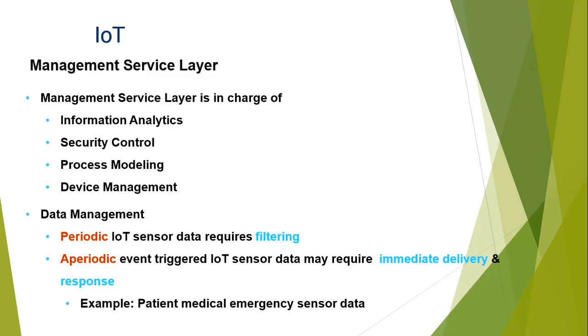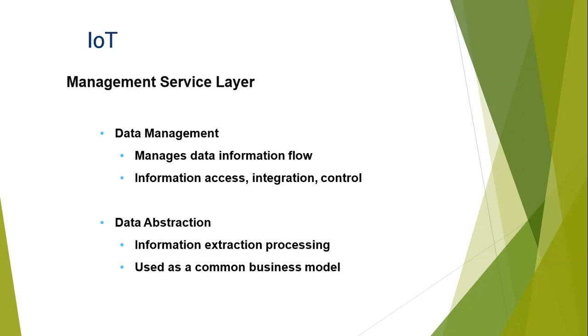In addition, there is data management and data abstraction. On the data management side, this manages the data information flow. In addition, information access and integration control all need to be provided at this data management control unit. In addition, for data abstraction, an information extraction process is required. This needs to use a common business model, because there is going to be so much information used for data management or data abstraction.